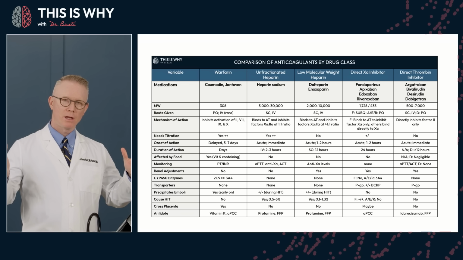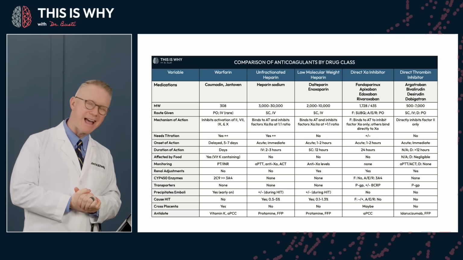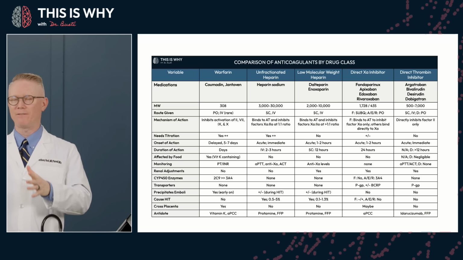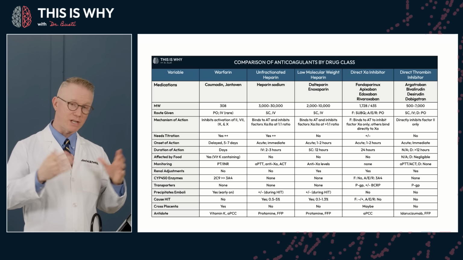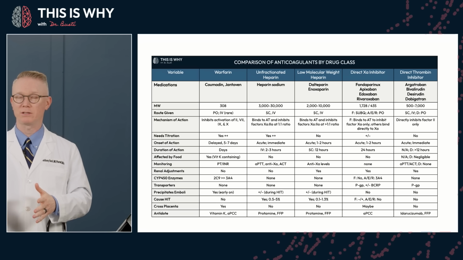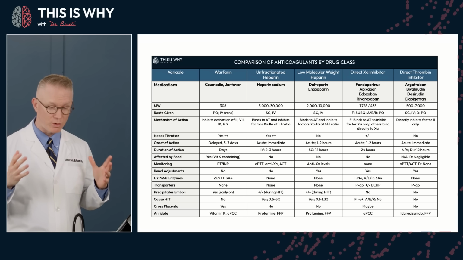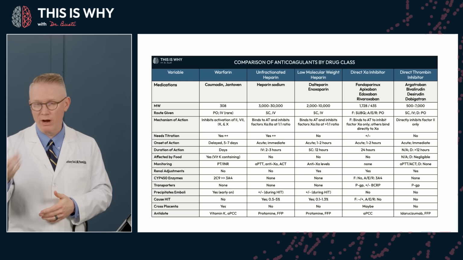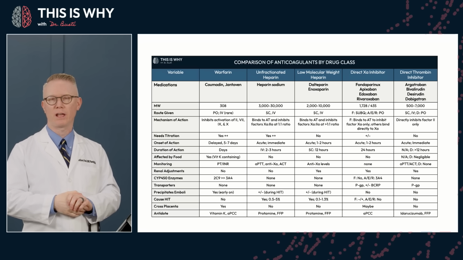Okay, guys, so let's now wrap this stuff up. One of the things that we are providing you is a table. This table is available at thisiswhy.health, again for free. It summarizes the various anticoagulants and the subclasses. So we have warfarin on here. We have unfractionated heparin, low molecular weight heparins. The factor Xa inhibitors are the most common DOACs. And then, of course, our direct thrombin inhibitor, including the DOAC dabigatran.